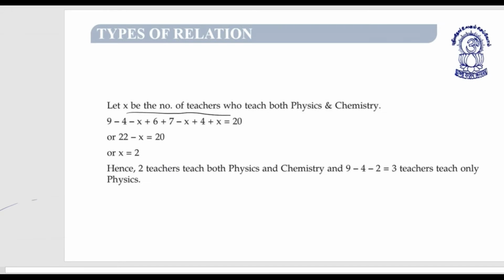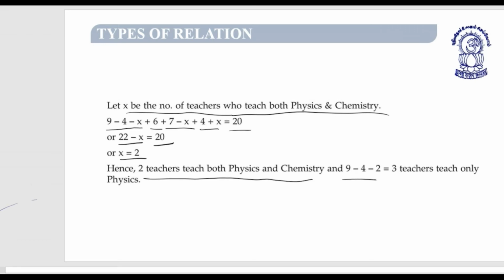Let x be the number of teachers who teach both physics and chemistry. 9 minus 4 minus x plus 6 plus 7 minus x plus 4 plus x is equal to 20. So 22 minus x is equal to 20. x is equal to 2. Hence 2 teachers teach both physics and chemistry, and 9 minus 4 minus 2 is equal to 3 teachers teach only physics.